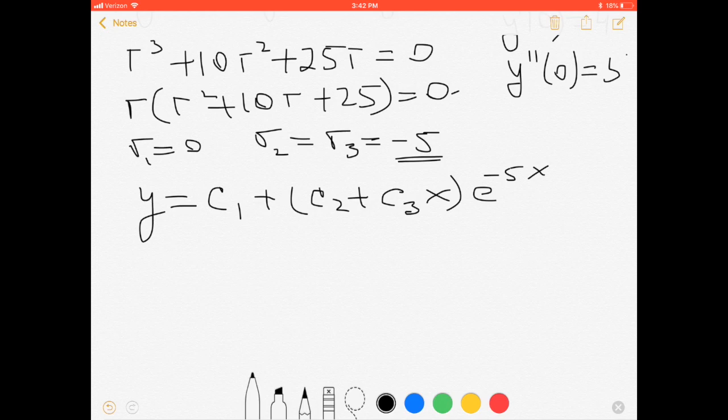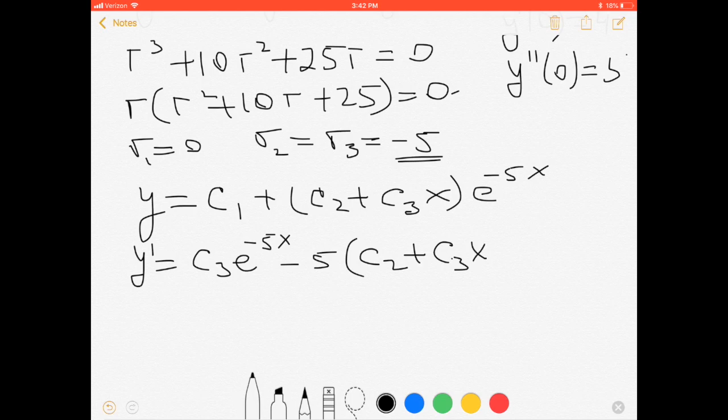You see, this is the general solution, but because you have initial conditions, we find the constants. If you plug in x equals 0, but before that I think we should find the first and second derivatives, it will be simpler when plugging in. First derivative: C1 is 0, this means here we use the product rule, and you have C3 e to the minus 5x minus 5 times C2 plus C3 x e to the minus 5x.